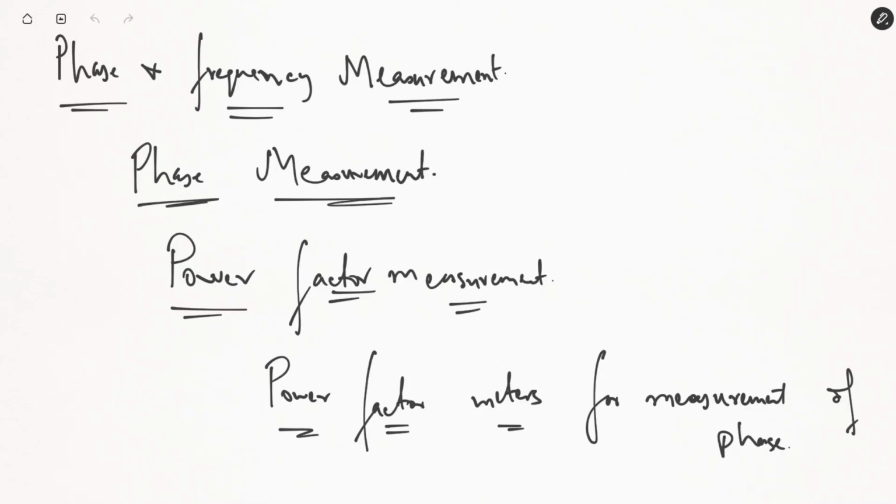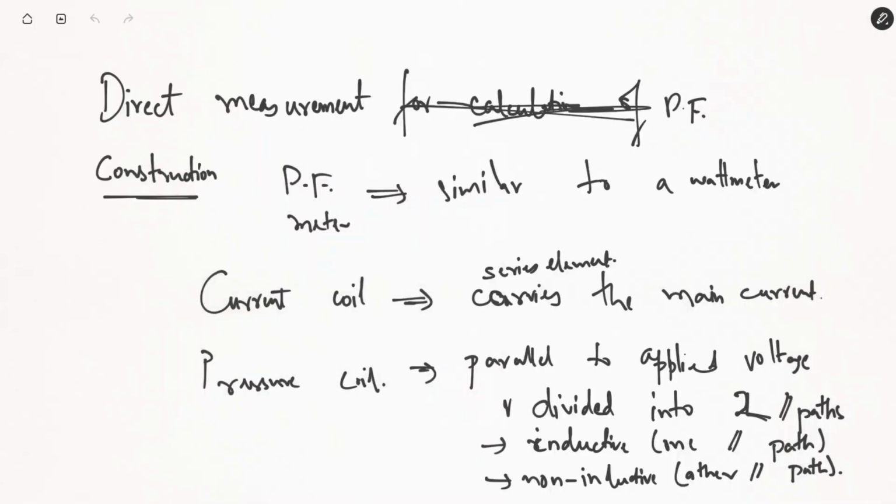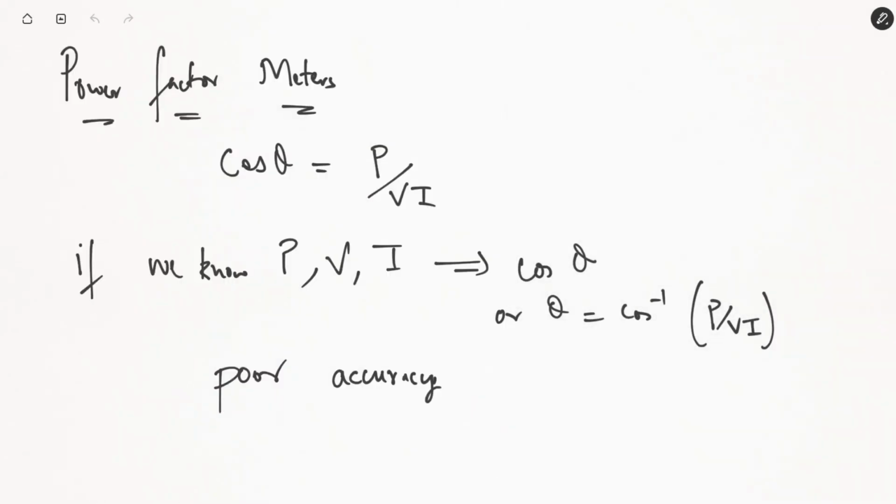So in terms of power factor measurement, there are two types of power factor measurement devices. First of all, power factor meters. We can measure power factor using two methods. Either it can be an indirect method of measurement of power factor, or there can be a direct method of measurement of power factor.